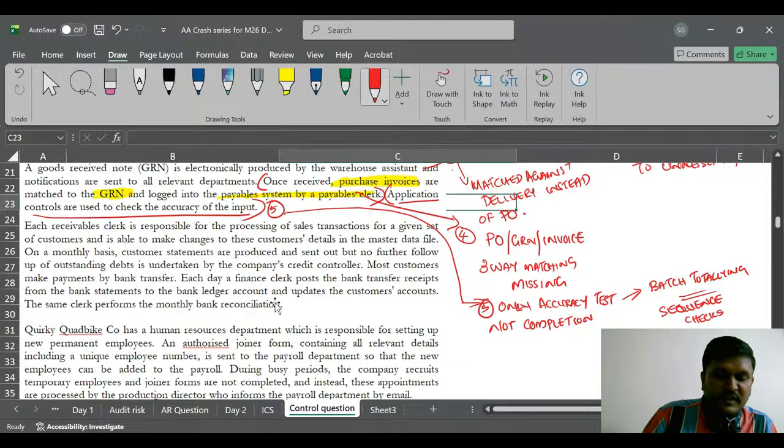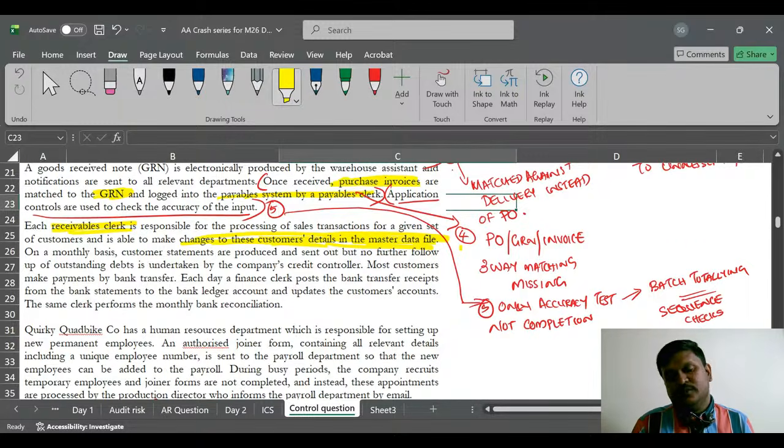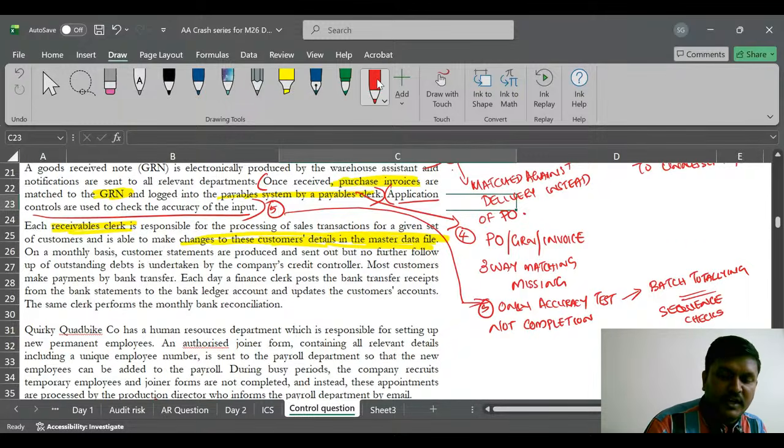Each receivable clerk is responsible for the processing of sales transactions for a given set of customers and is able to make changes to these customer details in the master file. Again the problem. So each receivable clerk has access to the customer's details in the master data file. No one should have that much access. They can make an edit without approval from other parties. So it would again lead to a particular deficiency. The sixth one we can consider master data, and they can go for fraud also.